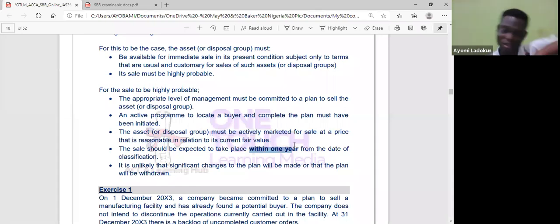So that means from the date of classification till the next 1 year, it has to be sold. You expect that it's going to be sold. However, if it's not sold after 1 year, you can continue to classify it as held for sale, provided all the conditions are met at the reporting period, and there is no significant change to the plan, or there is no plan to withdraw the asset from being sold.